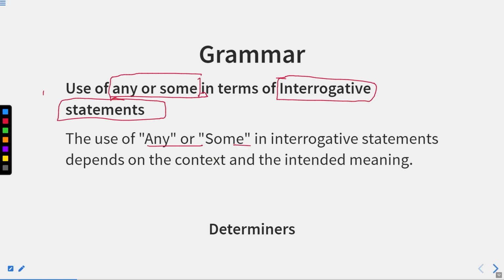The use of any or some in interrogative statements depends on the context and intended meaning. Now, this line is very, very important. Intended meaning, or you can say the expected answer. Here, one more thing is important, that is expected answer. How? Let us discuss this. Expected answer. Now, let us discuss this part.